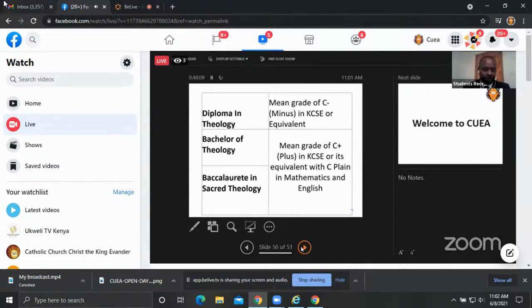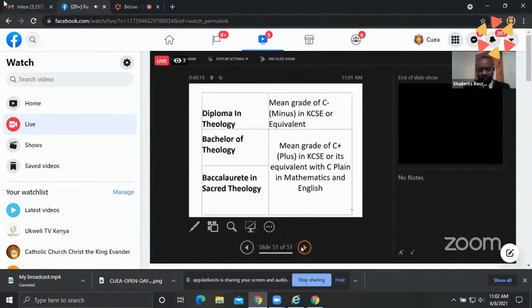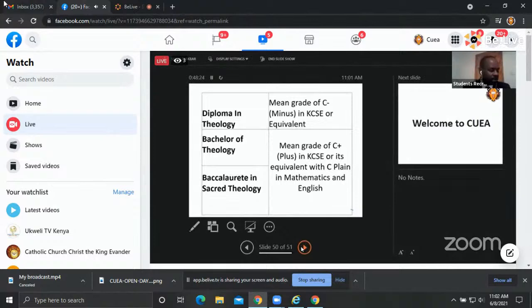However, these programs, as much as we may require C+ in KCSE, there is another requirement, that is study of philosophy. And therefore, students who study theology are required to have some background in philosophy. And therefore, we do not admit students directly for theology, those who have come from high school. For those who want to study theology or related program, we guide them to take religious studies where they can study directly religious studies without the requirement of philosophy, compared to those who want to study theology.